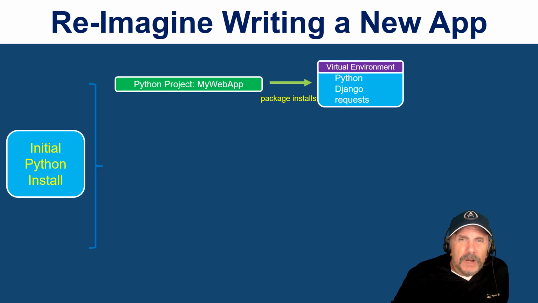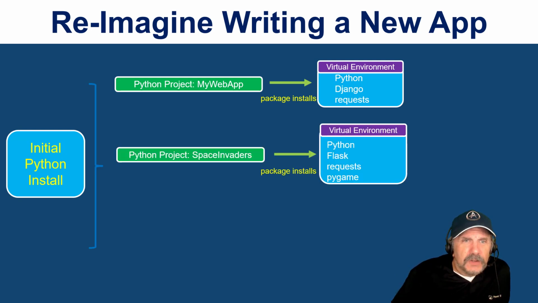And then when you go to run it and you switch the context to your virtual environment, it just points you to that folder instead of the default Python libraries folder. So then we do our next project, right? Space Invaders. Again, we install a virtual environment, and then we do our package installations to that virtual environment. Again, isolated, separate from our other project.